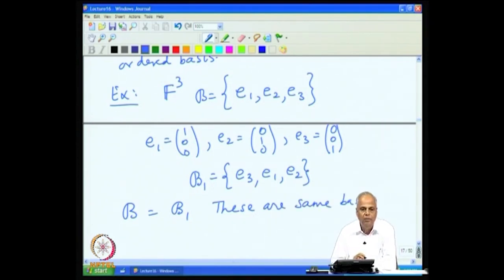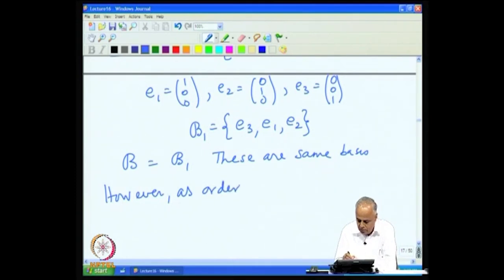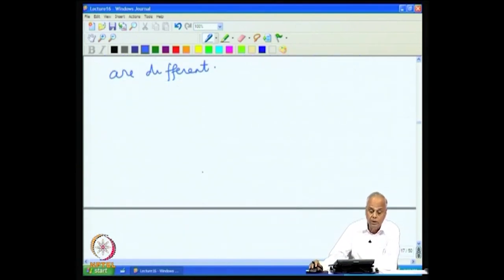However, if you look at the order in which they are listed, the order is totally different. Here e1 comes first, in this basis e3 comes first; in B e2 comes second, in this basis e1 comes second; in B e3 comes third, and here e2 comes third. However, as ordered bases, B and B1 are different because the vectors in the basis are ordered in a different order. So, thus we will be dealing with ordered bases.